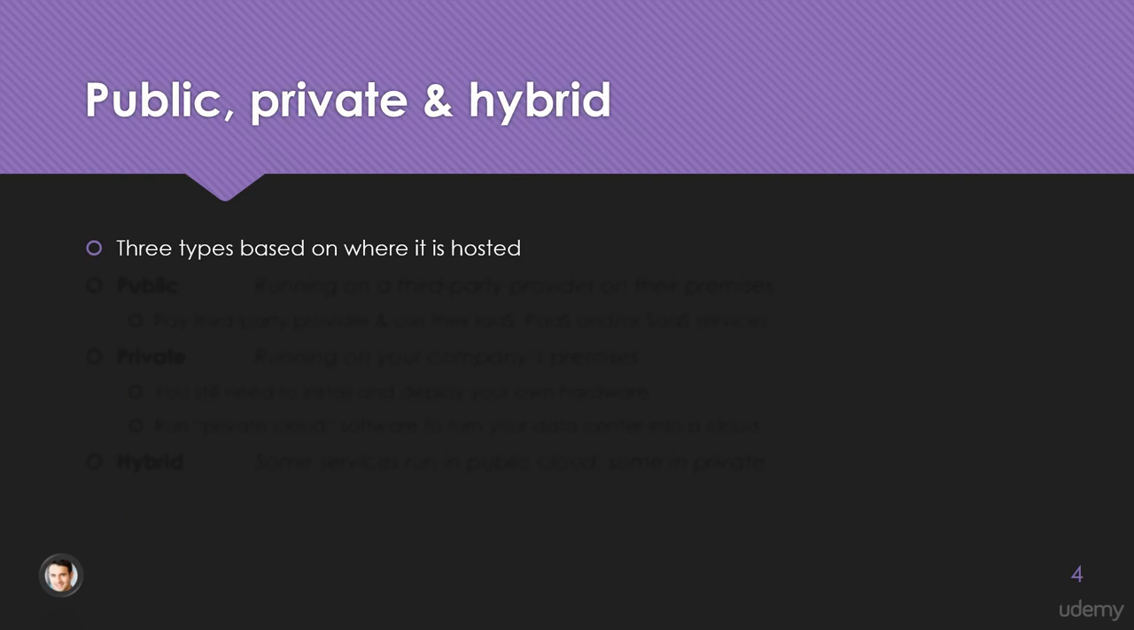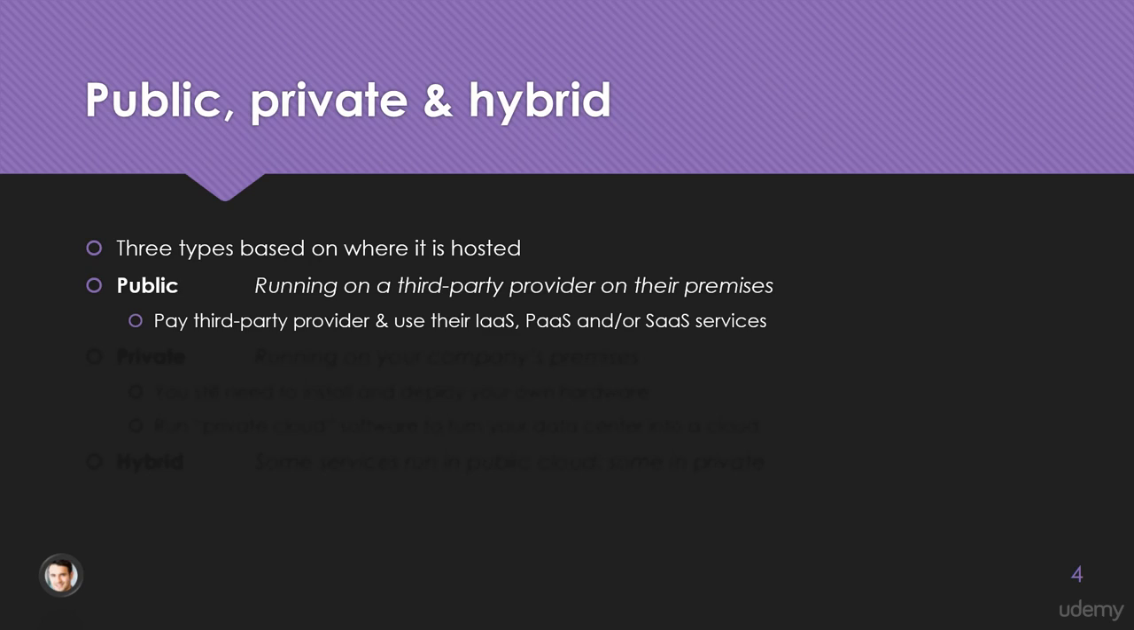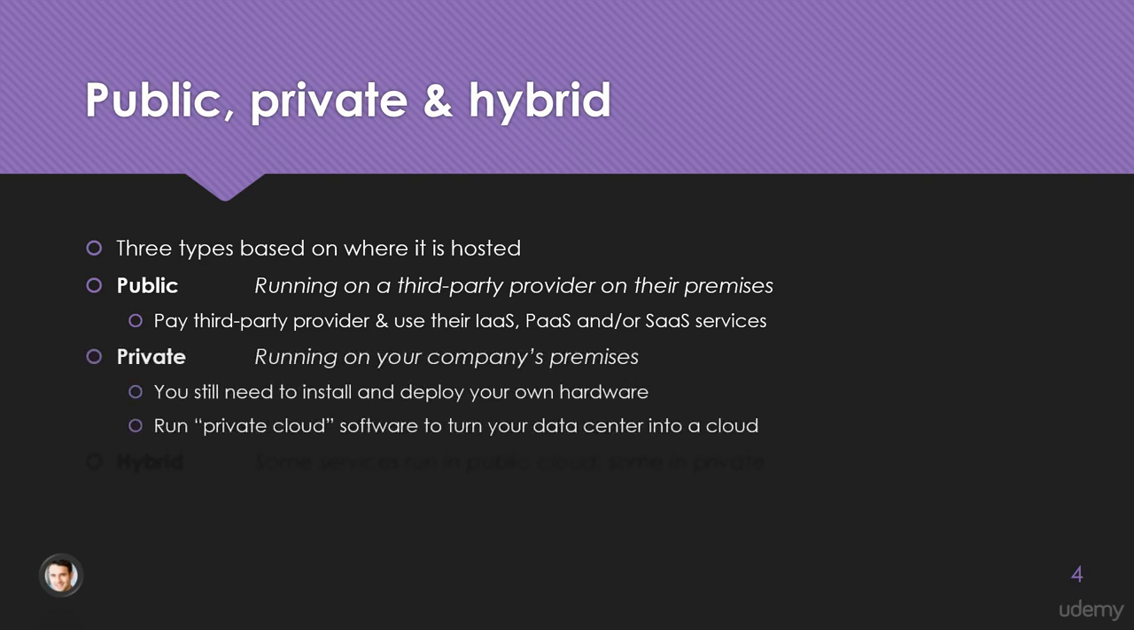So there are also three types of cloud computing based on where it is hosted. One is the public cloud, where you're running on a third-party provider on their premises. So you pay that third-party provider and use their IaaS, PaaS, or SaaS services. So typically you contract with Amazon or Google or Microsoft, and you are running your software or your servers on their hardware. It's called public because you don't control the hardware, but you rent it from your public cloud provider.